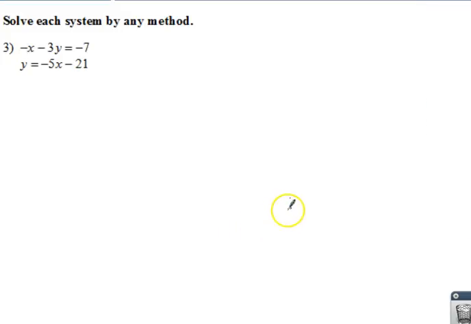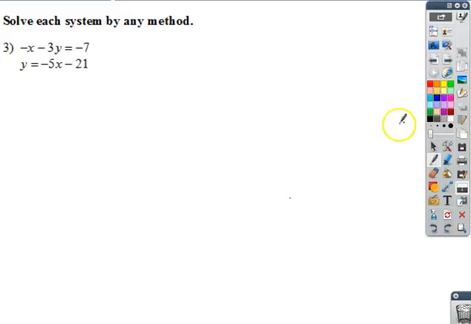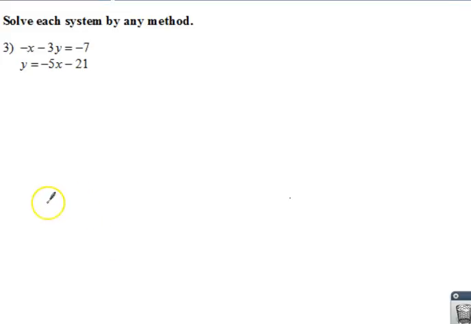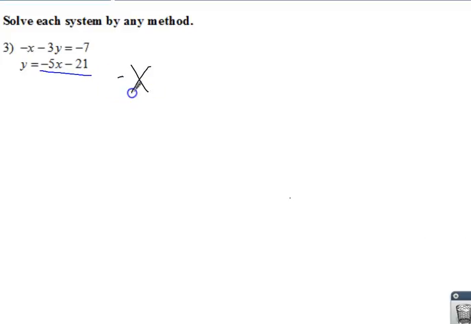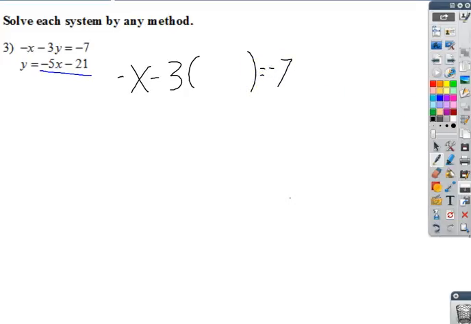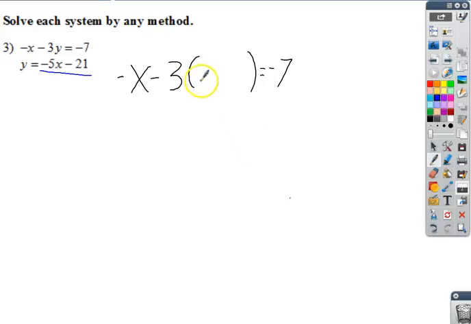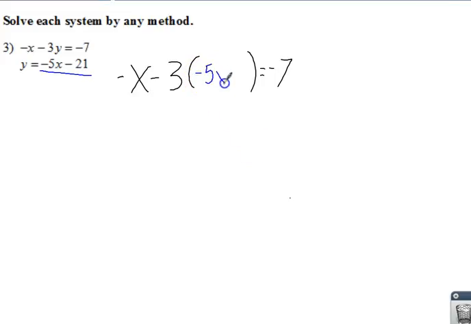Alright, solve each system by any method. Well, the method I'm going to pick here is substitution. Why? Look at the second equation. I already have it pre-selected to solve for y. So what I'm going to do is take that information and go to the top equation. And everywhere in the top equation that I see the variable y, I am going to replace it, take it out, and replace it with the value of y that I had in the bottom equation.